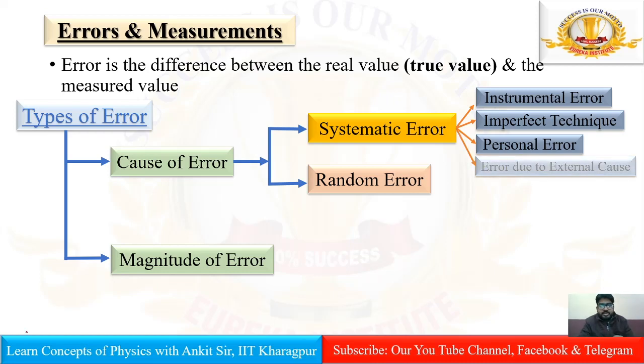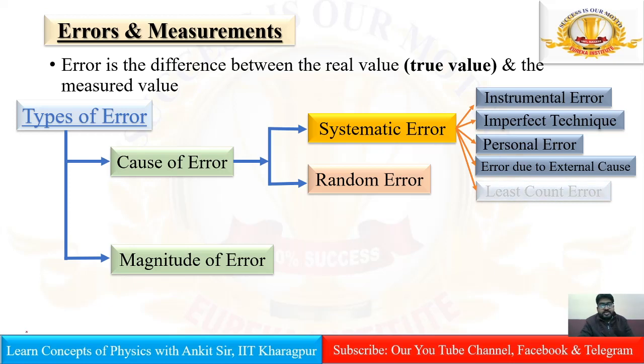The next type of error is error due to external causes, and this may be because of temperature, pressure, air velocity and other factors like dust and dirt in the environment. So these are the environmental factors. If you want to remove this error, you have to take care and perform your experiment in a closed room. And the last one is the least count error. It is also a systematic error.